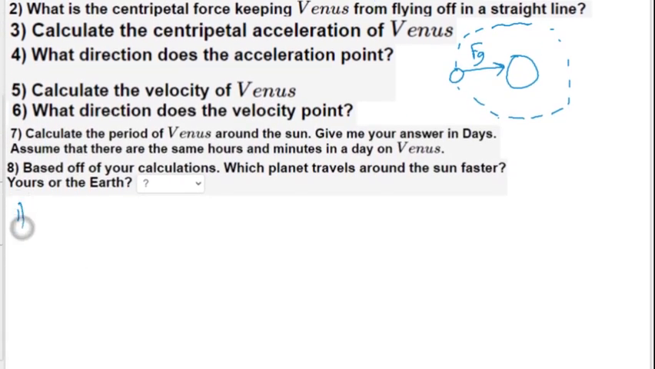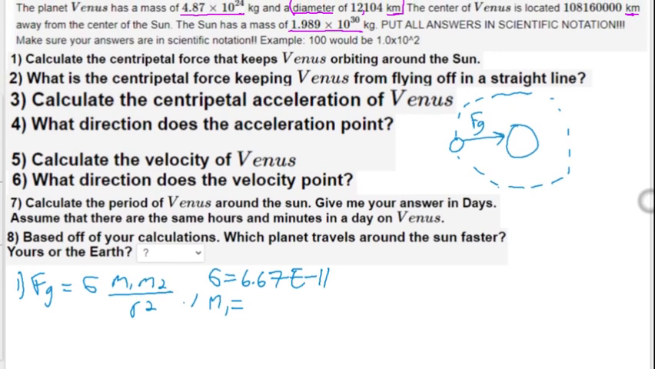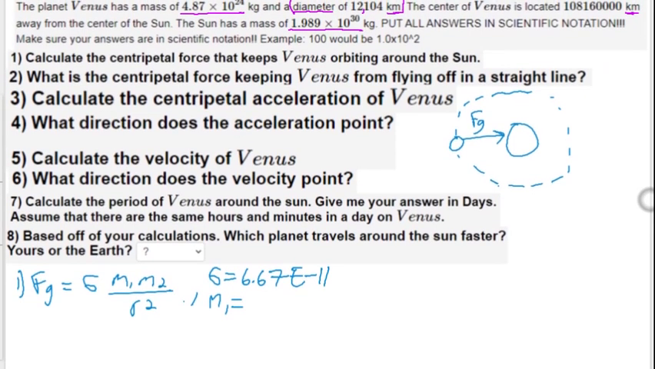So for number one, I'm going to write my equation again. Fg is equal to big G m1 m2 over r squared. So first thing we need to do is identify what all these variables are. We know that big G is a constant and it's always going to be 6.67 e negative 11. Next, we need to figure out m1 and m2. So the two masses that we're concerned about are Venus and the sun. So let's just say that m1 is Venus. It doesn't matter. We could have made m1 the sun as long as we have both of our masses.